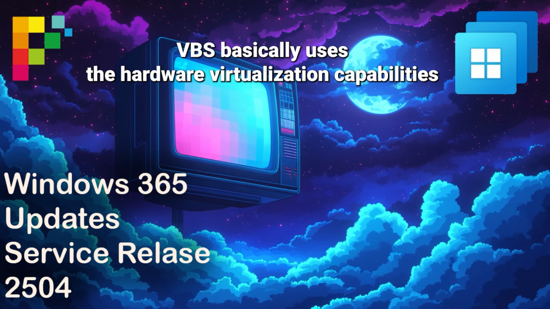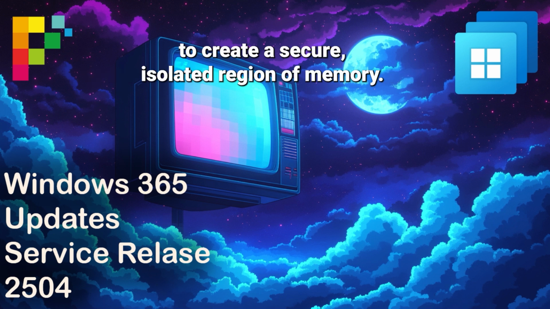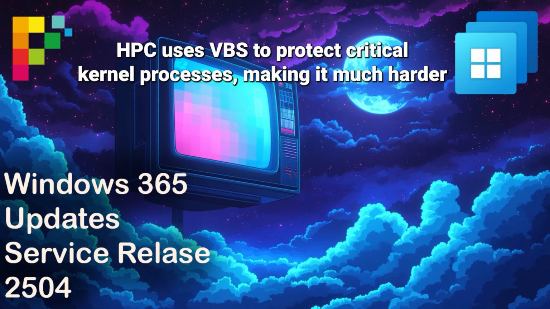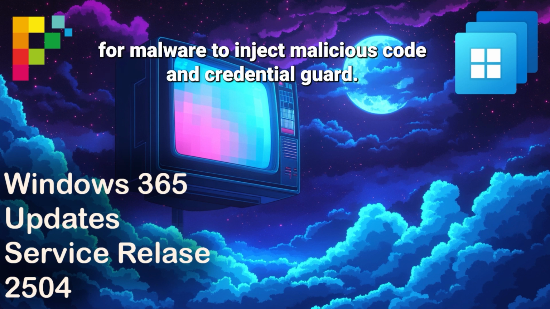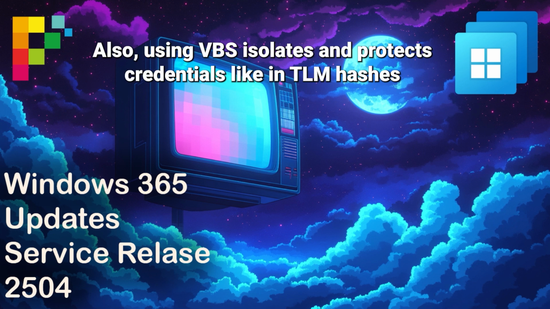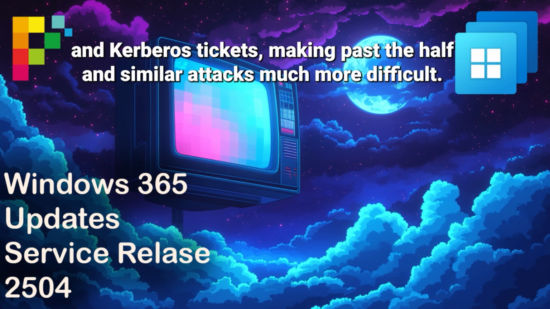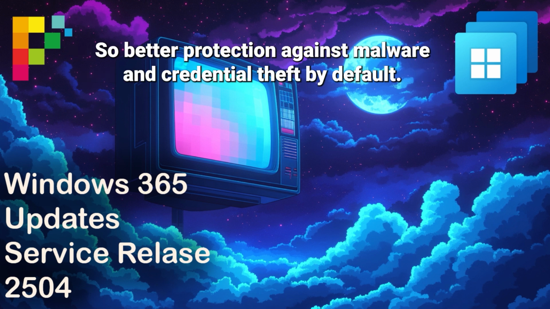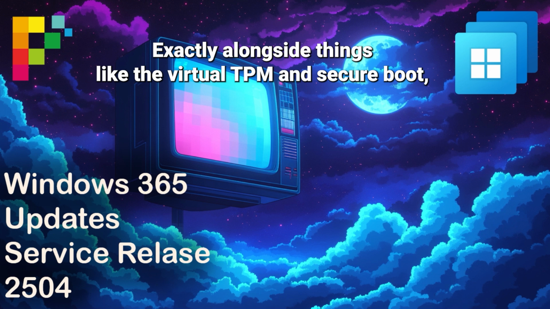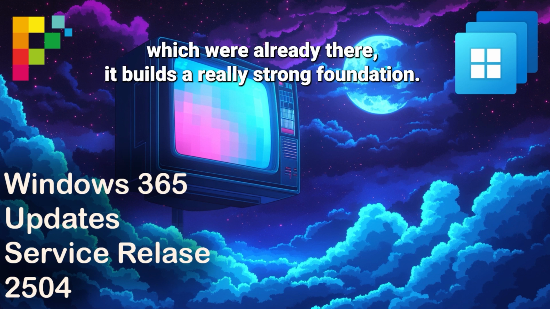Sure. VBS basically uses the hardware virtualization capabilities to create a secure, isolated region of memory. HVCI uses VBS to protect critical kernel processes, making it much harder for malware to inject malicious code. And Credential Guard, also using VBS, isolates and protects credentials like NTLM hashes and Kerberos tickets, making pass-the-hash and similar attacks much more difficult. So better protection against malware and credential theft by default. Exactly. Alongside things like the virtual TPM and secure boot, which were already there, it builds a really strong foundation.